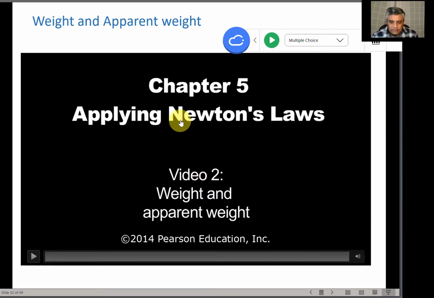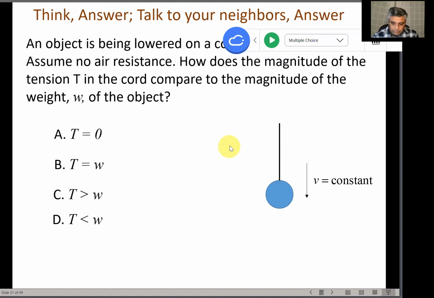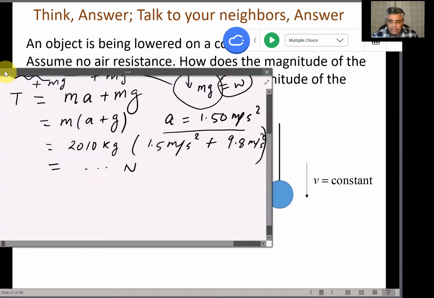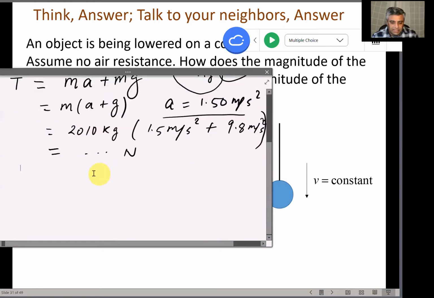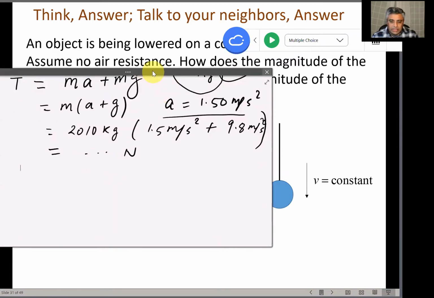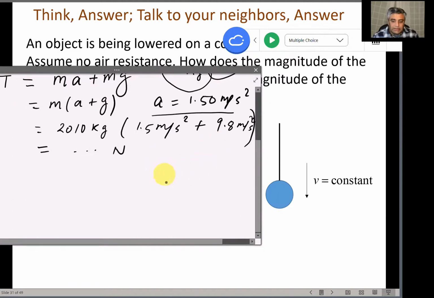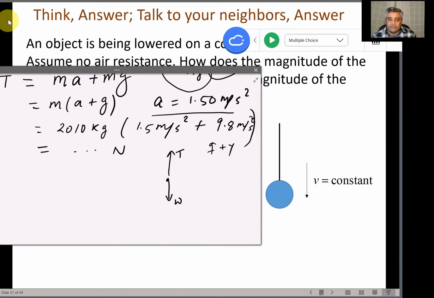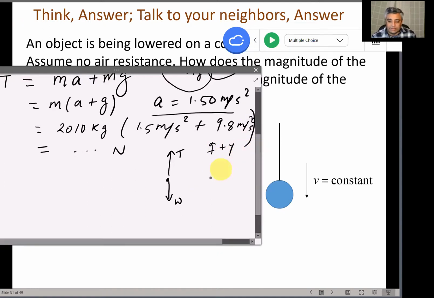Oh, I know why. I'm trying to write on the PowerPoint for some reason. When PowerPoint is in this mode, it's not going to write. Okay. Weight is down, tension is up, right? Is there acceleration, folks? No acceleration. That's right. B, constant velocity, means zero acceleration.